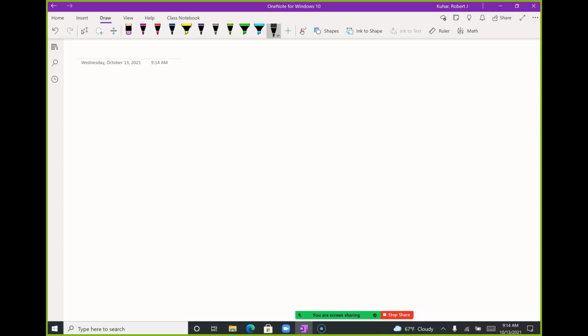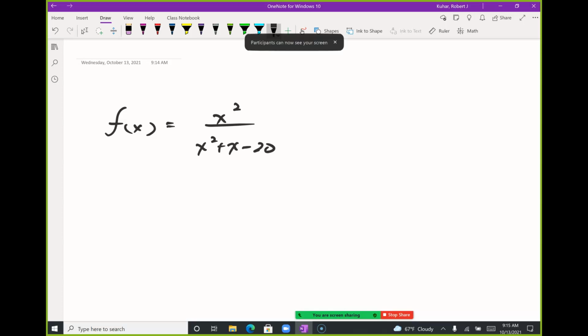The next one is the graph of the function. I've got x squared over x squared plus x minus 20. So similar problem, but here we're going to do all of those things. So that's my standard form. What's my factored form? Who can just look at that and factor that for me? It should be pretty easy for you.